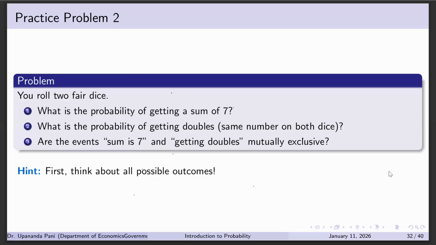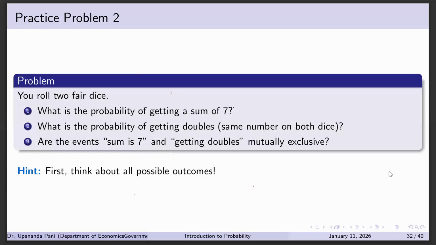You roll two fair dice. What is the probability of getting a sum of 7? What is the probability of getting doubles? Are the events sum is 7 and getting doubles mutually exclusive? So a hint is given over here. First think about all the possible outcomes.